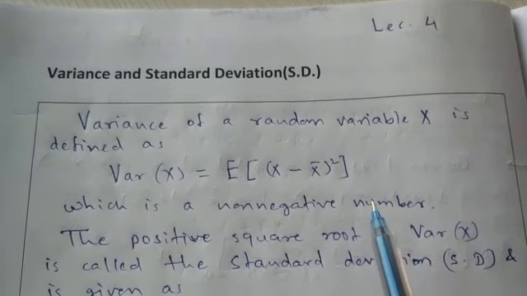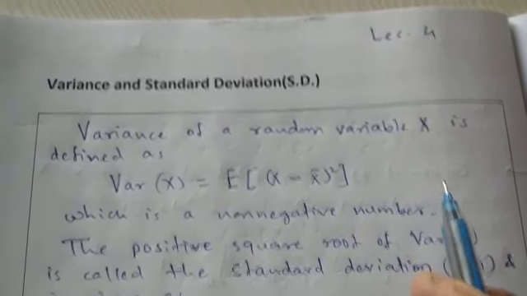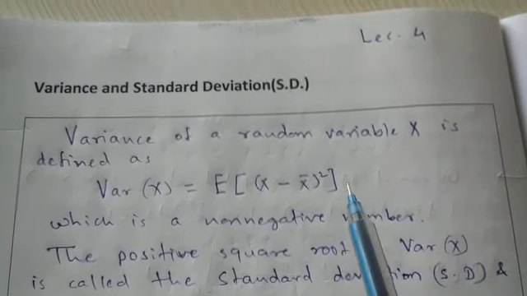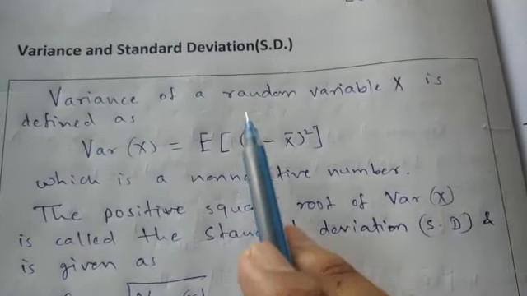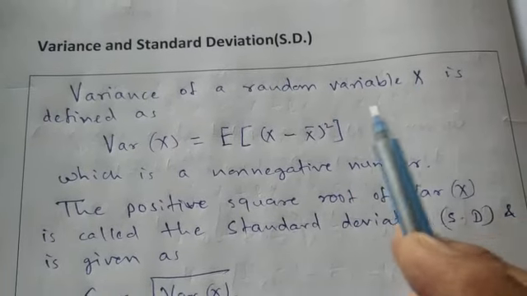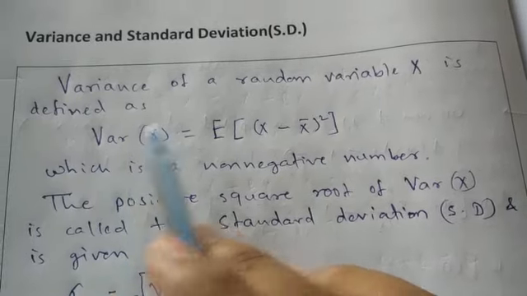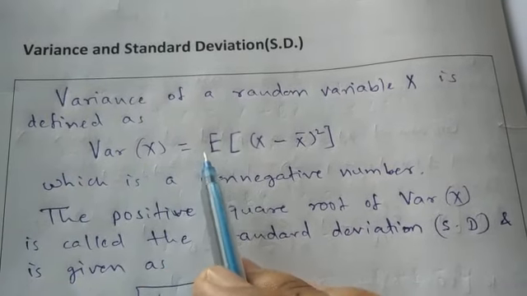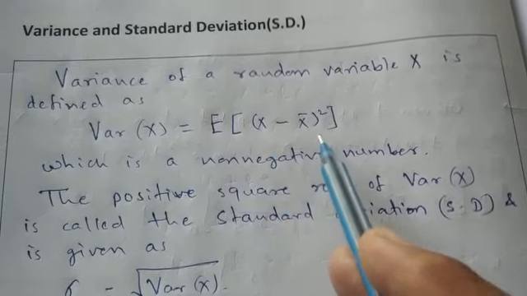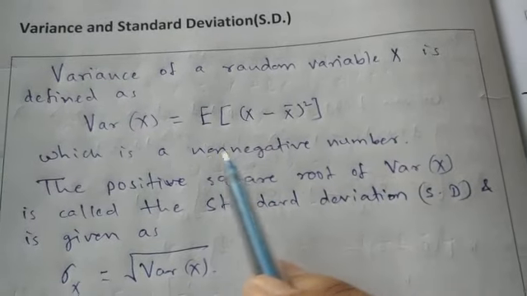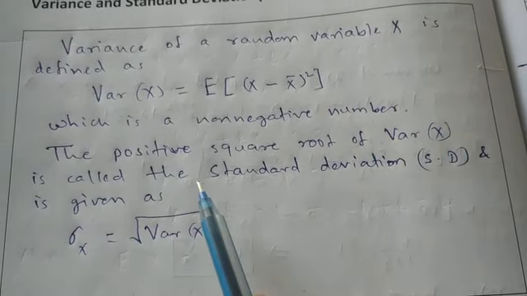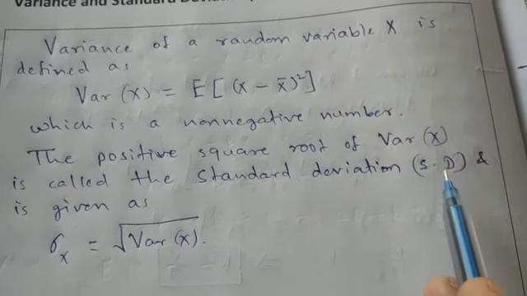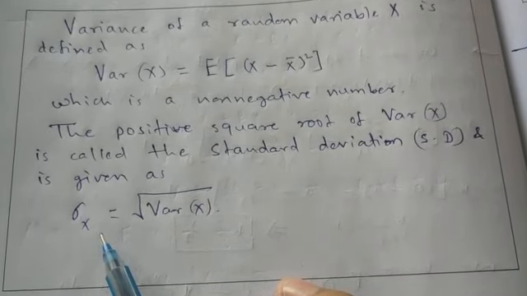In the last lecture, we saw some examples on the mean of x. Now, in this lecture, we will see what the variance and standard deviation of x are. The variance of a random variable x is denoted by Var(x), which is the expectation of (x minus x bar) whole square, a non-negative number. The positive square root of the variance of x is called the standard deviation, denoted by SD, and is given as sigma x equal to the square root of the variance of x.